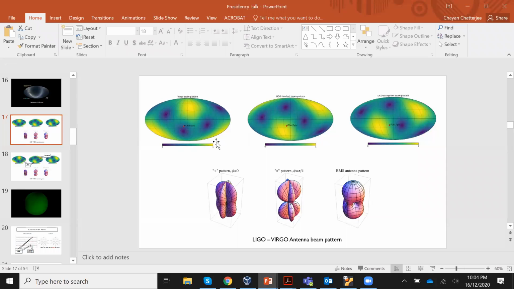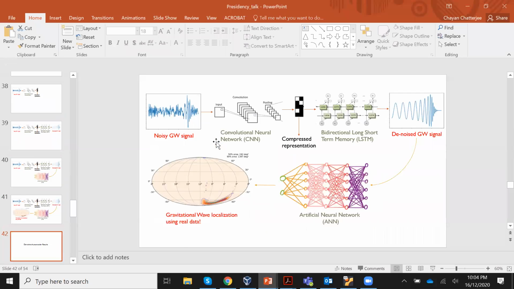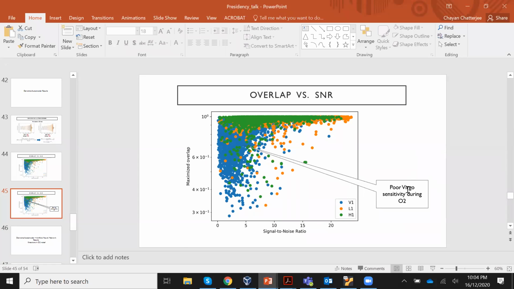If I go back to the plot here, you can see that Virgo had very poor sensitivity. What this means is that Virgo was not able to probe a large volume of the universe. It was able to probe a much smaller volume than Hanford and Livingston. So all the signals received at Virgo had very poor signal to noise ratio, mostly between 0 and 5. Therefore my autoencoder is not able to give very good predictions, and the localization would also be poor if I consider Virgo information. So yeah, I hope that answers the question.